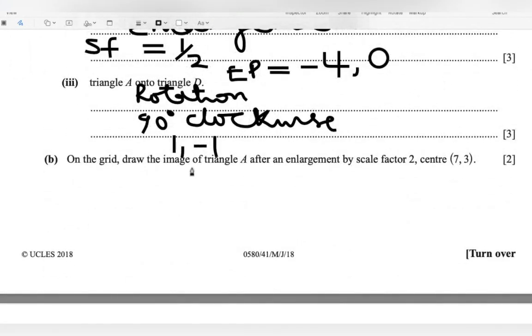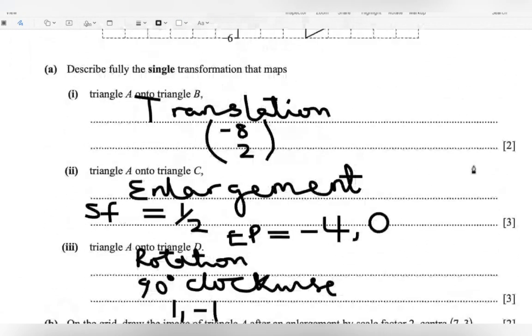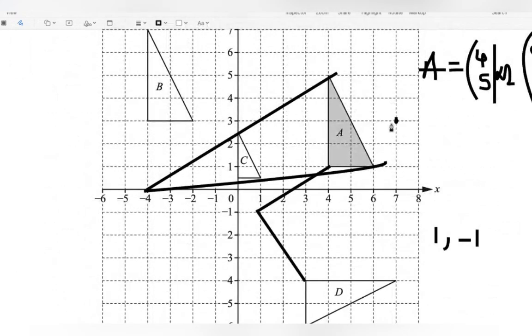On the grid, draw the image of triangle A after an enlargement by scale factor 2, center 7,3. So this is our center. If we enlarge this one, what are we going to get? We will extend this one by 2. So this line will definitely be twice the size of this triangle, twice.